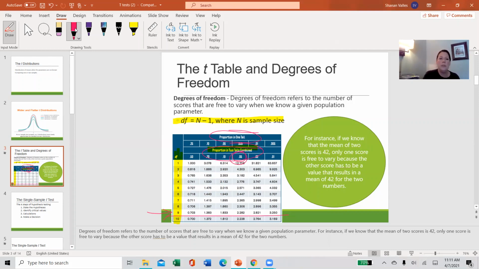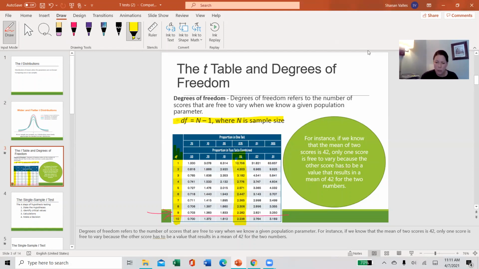So what that means for you guys is when you're looking at this table, you will always look over here in the degrees of freedom, but you can pretty much say you're always going to be working in this column right here. Okay, we're always going to be working in that column right there.